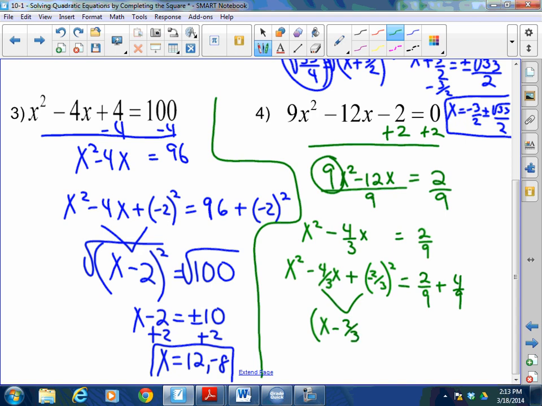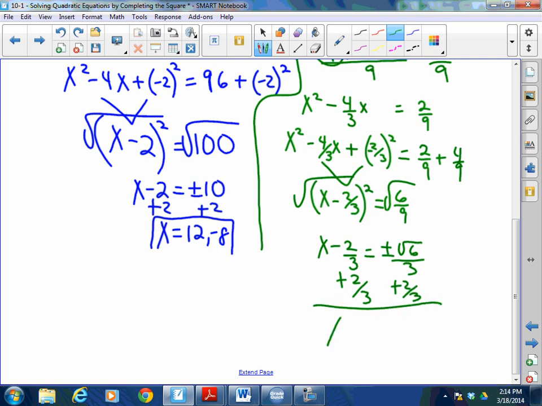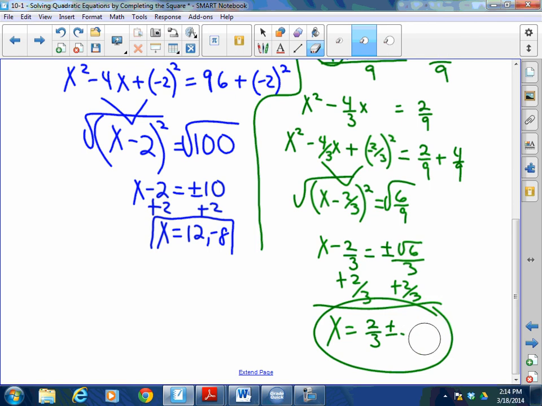X minus 2 thirds, beautiful, squared, equals 6 ninths. Square root both sides. X minus 2 thirds equals plus or minus square root of 6 over 3. Add 2 thirds to both sides. X equals 2 thirds plus or minus square root of 6 over 3. Does that make sense, guys? And sorry, this came out a little bit messy. That's square root of 6 over 3.